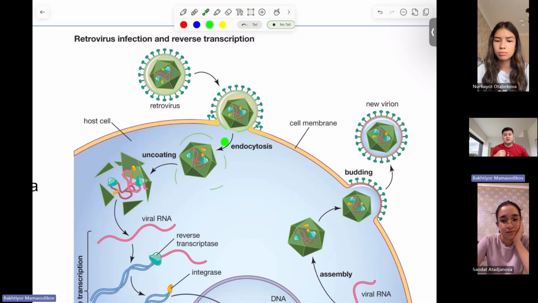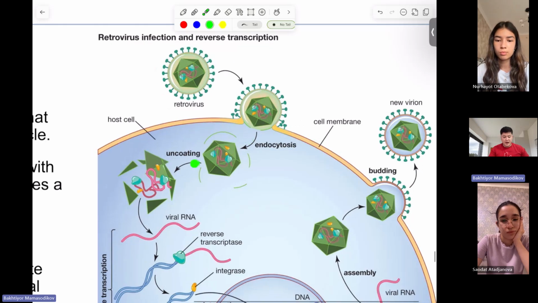Endocytosis, exocytosis, this is going outside of the cell. There are two types of endocytosis, phagocytosis and pinocytosis. This is phagocytosis mostly, okay? So it is releasing its RNA. Now, this capsule is going to break down inside of the cell, and this is the RNA inside of the virus, okay? This is the RNA molecule.